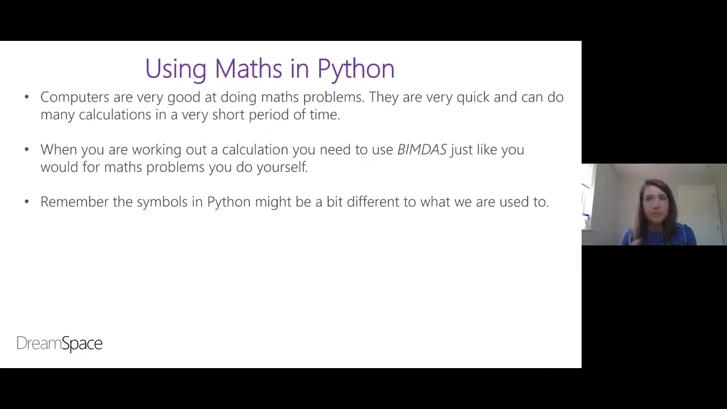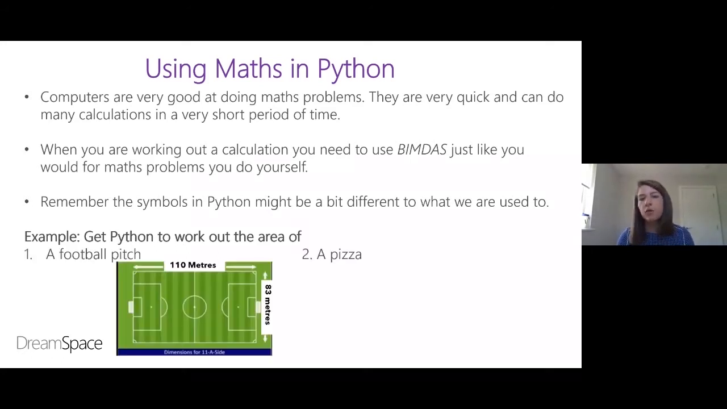Again, we talked about the symbols being different. So that's the only thing we need to bear in mind compared to when you're doing it with pen and paper or with your maths book. In Python, the symbols you use might be different. So what we're going to do, and Damien's going to take you through this now in a second, is get Python to work out the area of things. So area is a pretty common maths concept you cover a lot, okay? The first thing we're going to do is a football pitch. So 110 meters by 83 meters, and we're going to get Python to calculate the area of that, okay?